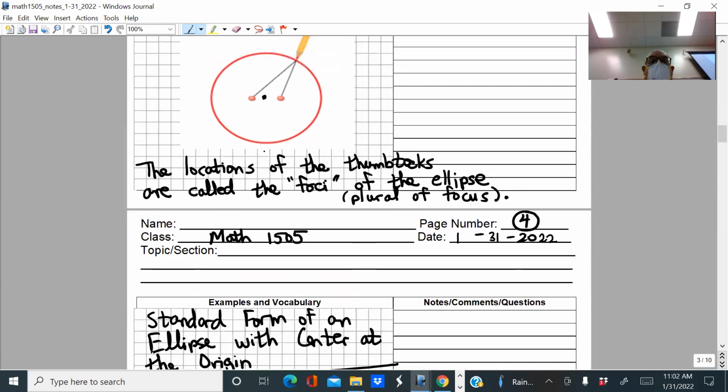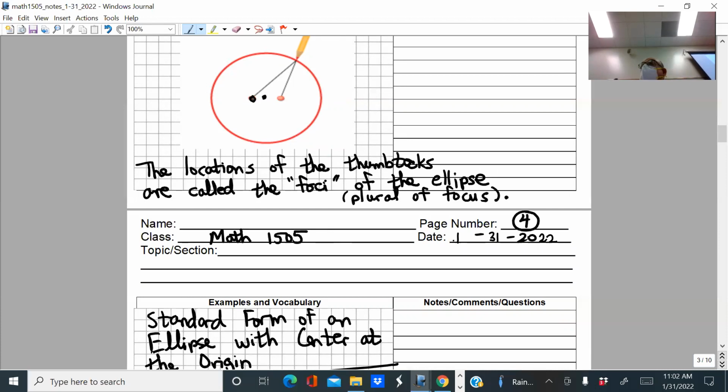Oh, by the way, I wanted to point out the orbits of the planets. As I mentioned, those are ellipses, right? But the sun is not at the center of the ellipse. The sun is at one of the focal points of the ellipse. So if you thought of this as the orbit of the Earth around the sun, the sun would be at one of the focal points, right?